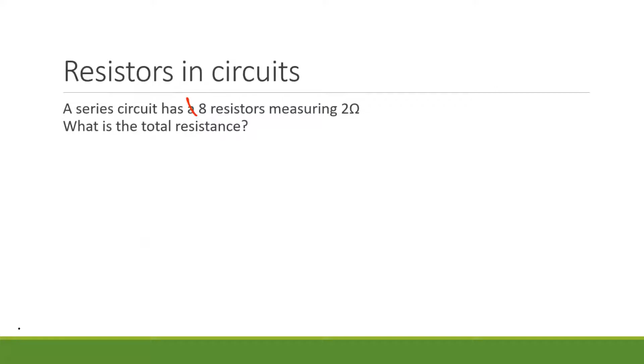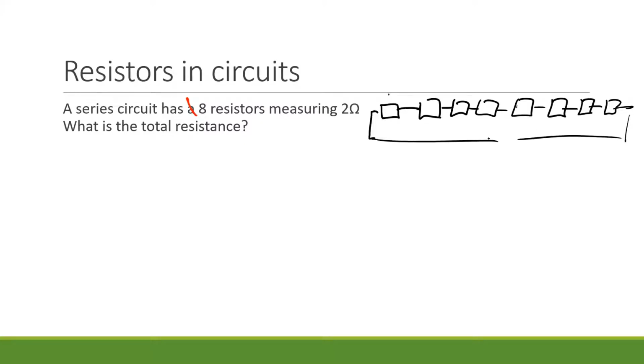So we're going to start off with this. A series circuit has 8 resistors measuring 2 ohms. What is the total resistance? Well, what does this look like first? Remember, a series circuit means you've got things that are connected one after the other. So we've got 1, 2, 3, 4, 5, 6, 7, 8 resistors in series. And the reason we know these are in series is because it goes one after the other, after the other, after the other. So let's just say we've got 8 of these in series.